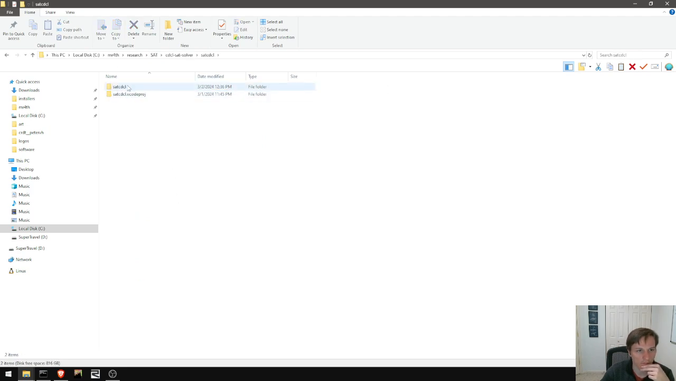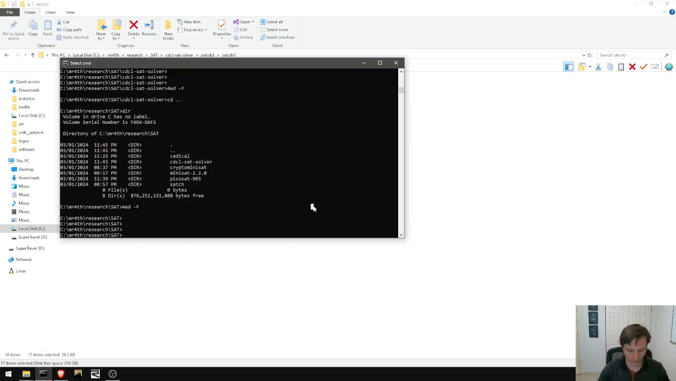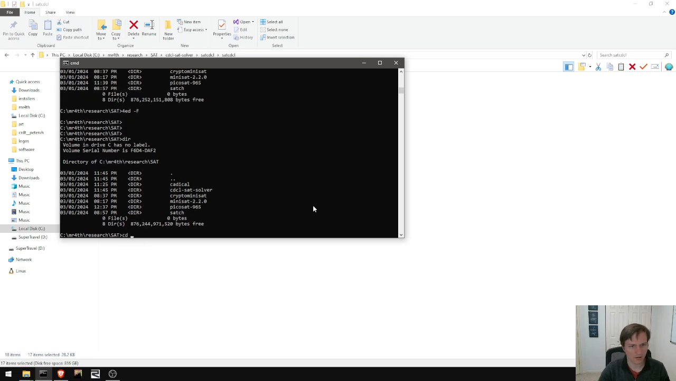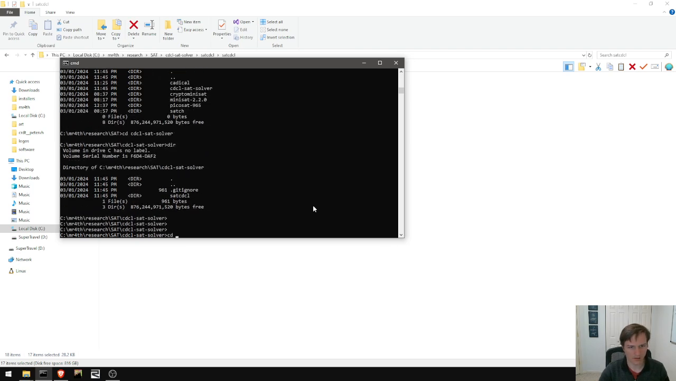I think this is the one that's closest to just a single flat directory of files. That's pretty attractive as a place to get started. So I'm going to read that one and see what I can learn. CDCL SAT solver? Okay, so that's fine.